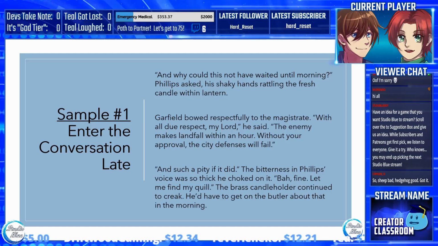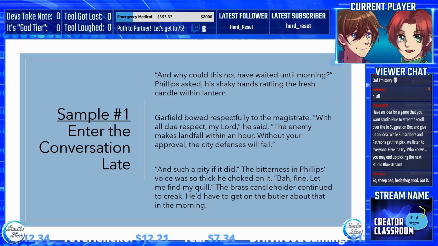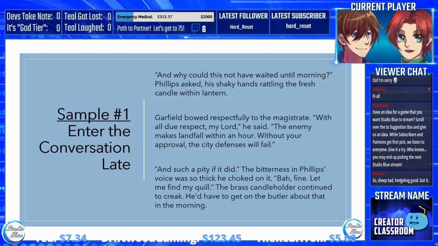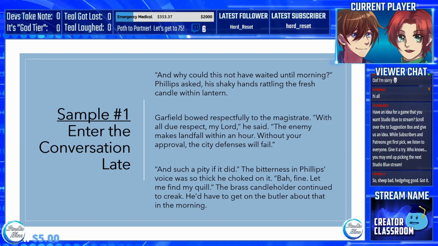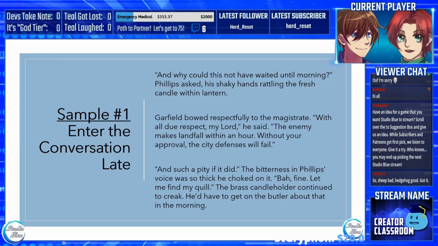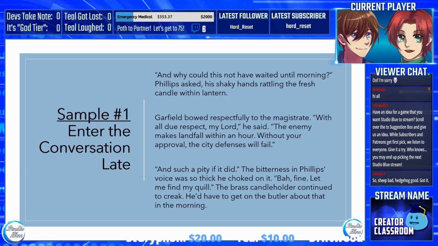So, in this particular sample, you're immediately thrust into the result of Garfield waking up Magistrate Phillips. Now, we don't have the context here. Obviously, this is just a sample of a great American masterpiece. But the reality is this. You immediately know something is wrong. And then when Garfield says the enemy makes landfall, you know there's a stake. And we've talked about this in our previous classrooms. Stakes are important. Not only are they tasty, stakes also draw the reader in on what the character has to potentially lose.